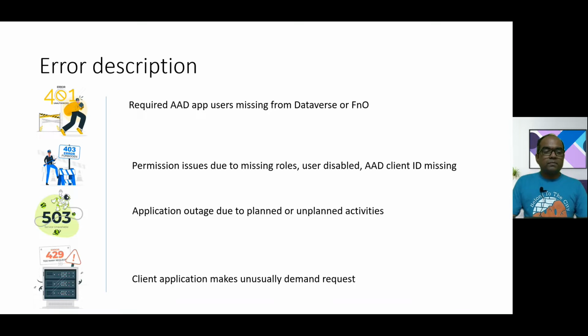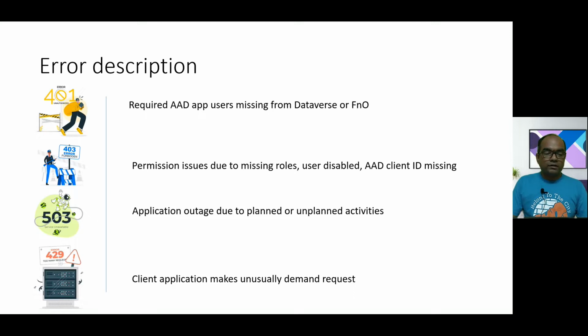The next ones are 401 and 403. Both errors are typically related to permission issues, either on the FNO or the Dataverse side. Let us take an example. Maybe permissions related to application users are missing, or maybe roles are missing in FNO, or maybe the Azure Active Directory client ID is missing in the Azure Active Directory form in FNO. If these components are missing, then you will get these 401 or 403 errors in dual write.